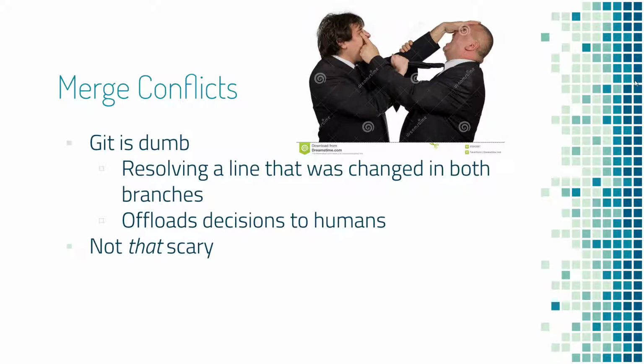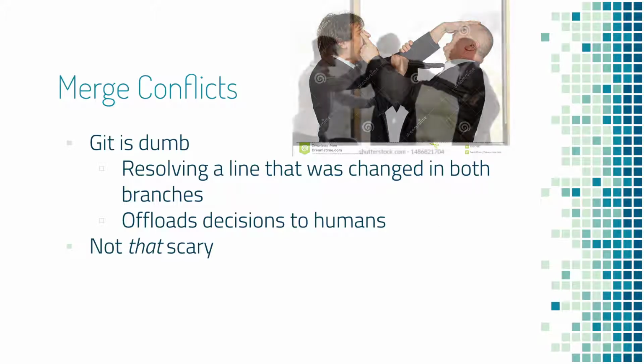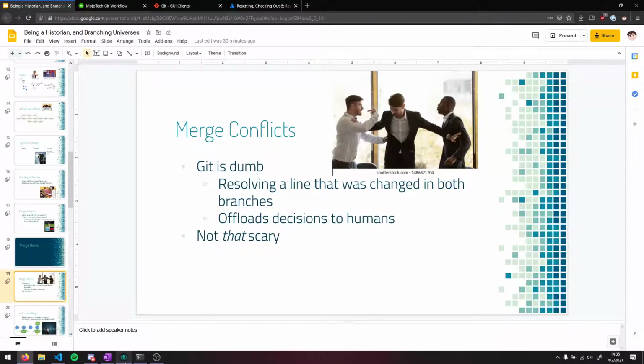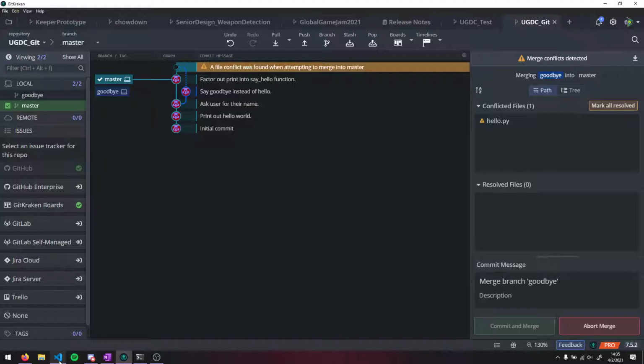So merge conflicts essentially happen because Git is dumb. It doesn't know what to do if a line is changed on two branches and you want to combine those changes together. So it offloads that decision to you. You need to figure out how to combine those branches because Git doesn't know how to. So that's what you're doing here. You're resolving that conflict. So let's get back to the code and see what that looks like.